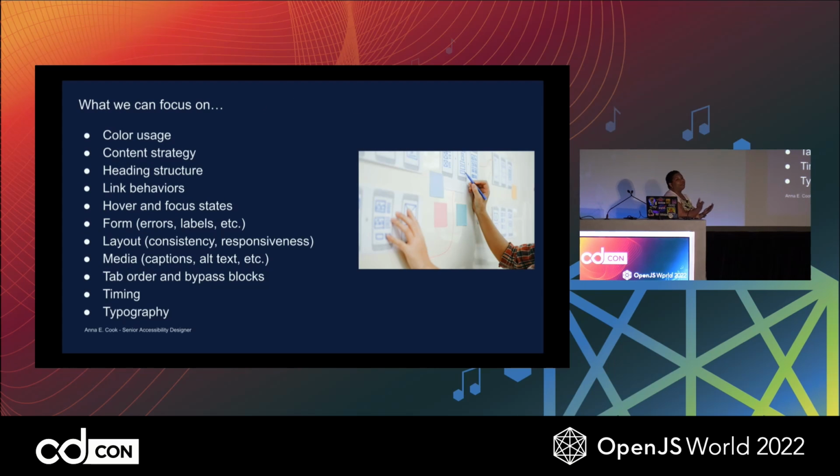So what we can focus on is color usage, having a good content strategy, heading structures, link behaviors, thinking about how we're linking things throughout, our hover and focus states, for forms, errors, labels, etc., for our layout, being consistent with responsiveness, thinking about what we're doing with our media. Are we providing captions? Are we providing alternative text? Tab order and bypass blocks, timing, and typography.